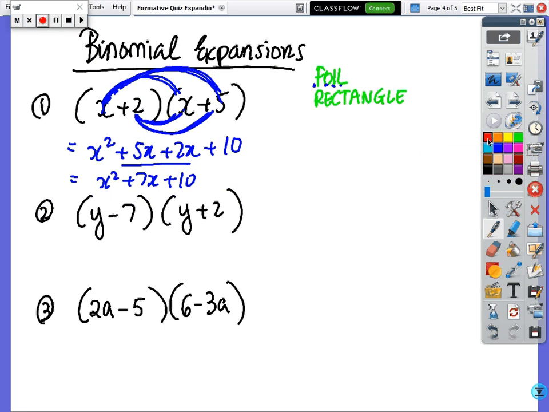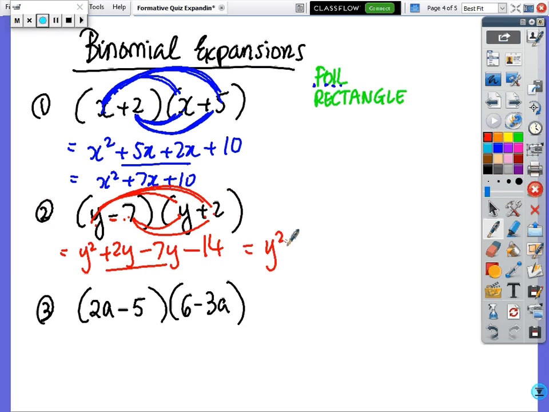So change colours so you can see. I'm using FOIL. First, outside, inside, last. Y times y is y squared. Y times 2 is 2y. Negative times a positive is a negative. 7 times y is 7y. A negative times a positive is a negative. 7 times 2 is 14. And then the like terms in the middle. So it's y squared minus 5y minus 14. So plus 2 minus 7 is minus 5. So just use your calculator if you're not sure. 2 minus 7. Okay, last one.